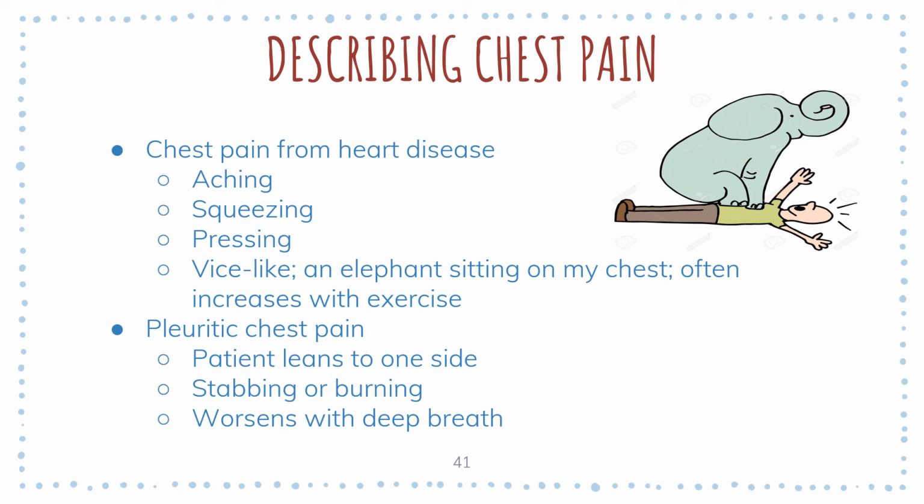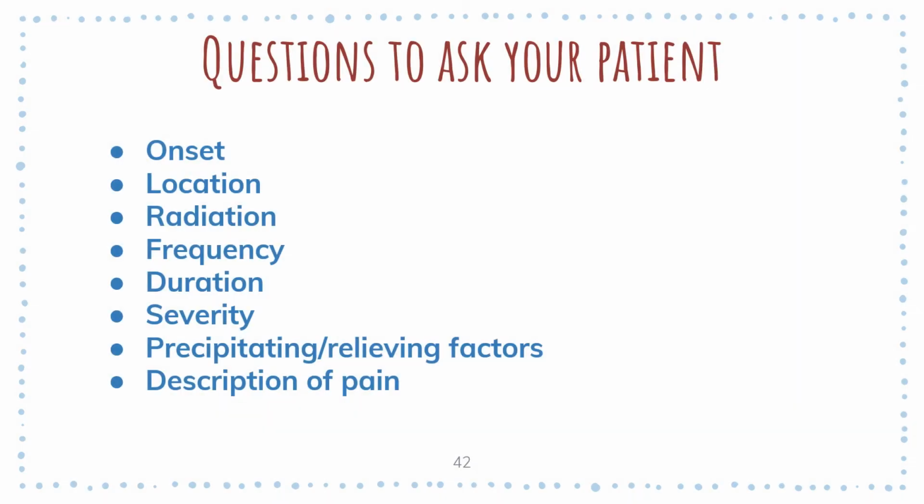So with pleuritic chest pain, the patient often will lean to one side. They'll report it as being stabbing or burning, and again worsening with a deep breath. So the different things that you want to make sure that you're asking your patient when you're doing your interview are trying to be as specific as possible. When did it start? Where is it at? Does it radiate? How often do you get it? How long have you had it? How bad is it, on a scale of 0 to 10? Are there things that make it worse, things that make it better? And trying to describe the type of pain.